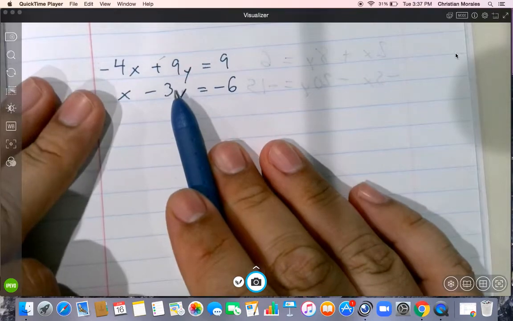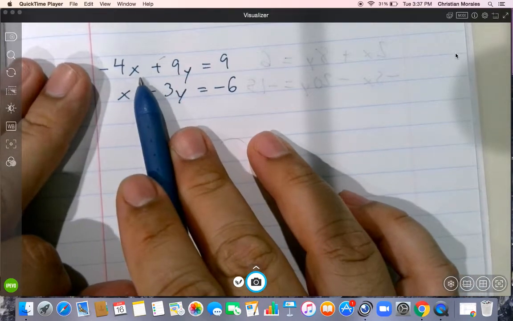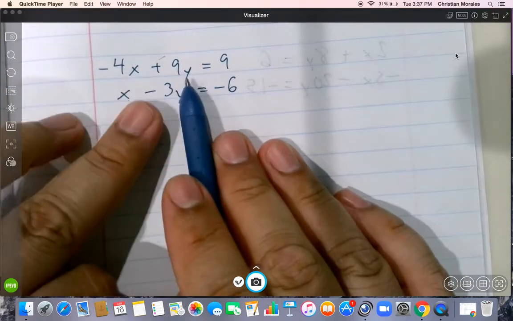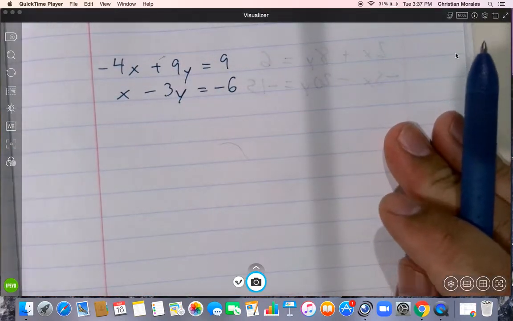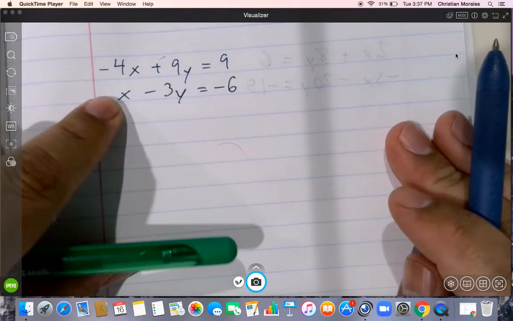I don't know what you're going to change. Now you have a couple options. You can try to put a number in here to cancel out x, or you can change this number to match 9. You have to choose. No one's going to tell you how to change it. So there's two ways you can do it.